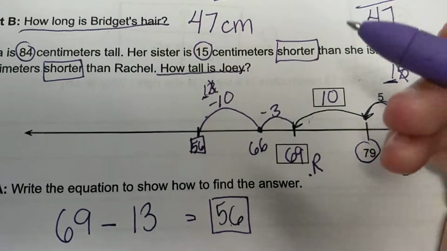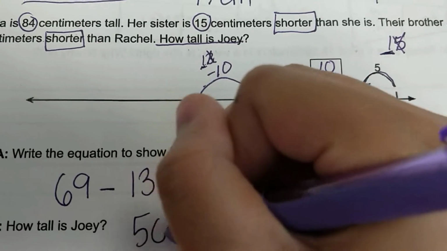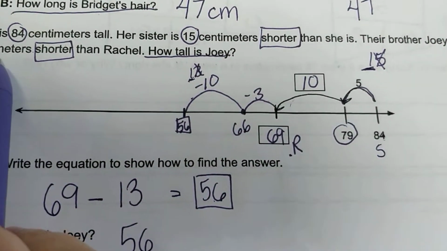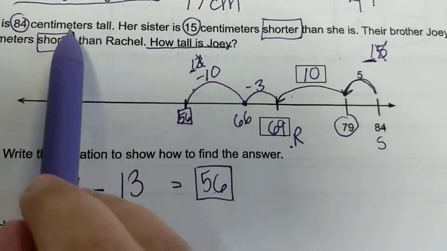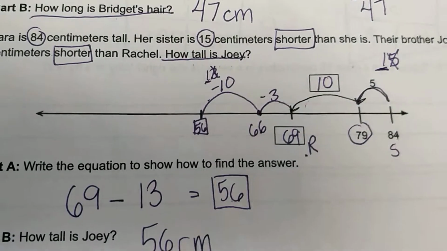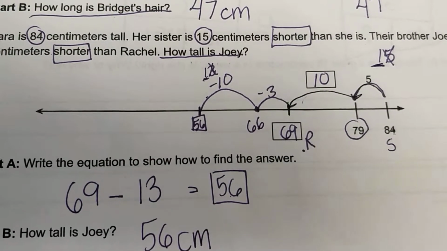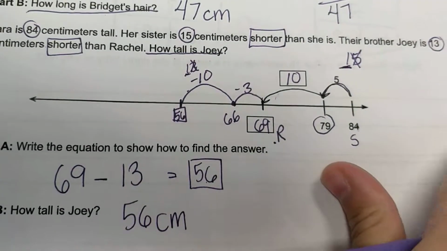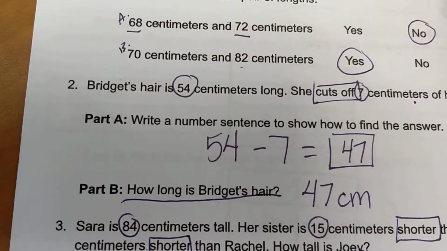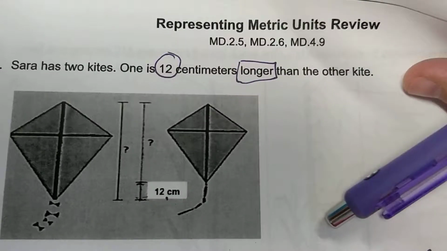So how tall is Joey? Joey is 56 inches, centimeters, meters, or feet. Let's go back. Centimeters. So we're going to say cm for centimeters. All right. That was number 3. Move on to number 4. Let me turn my page here. Oops, a little technical difficulty. There we go.